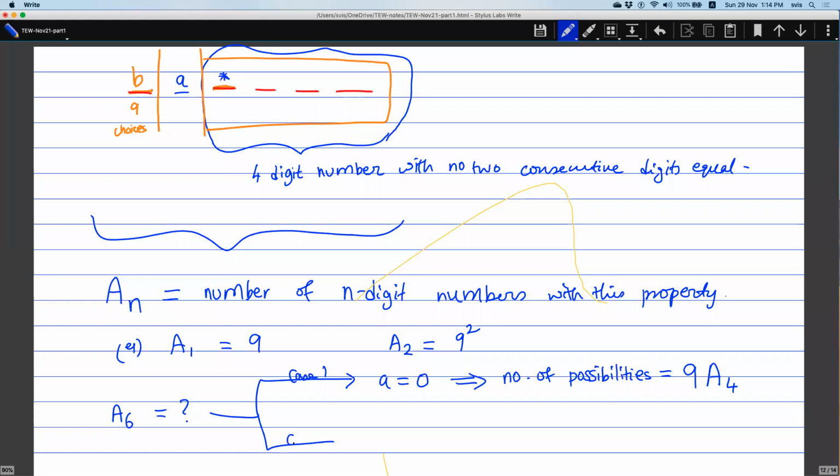Now let's take the other case. Suppose I do case 2, which is if A is a non-zero digit. Okay, so let's go there. So this is A is some non-zero number. Now how many choices are there for B?